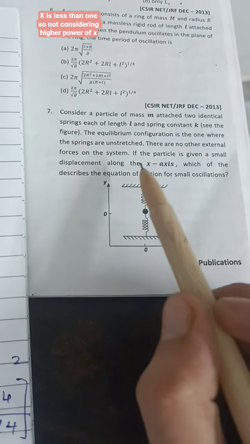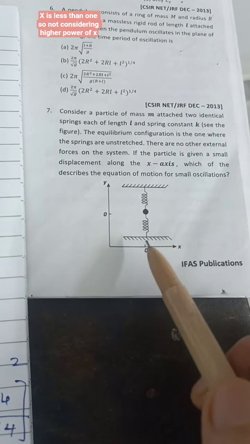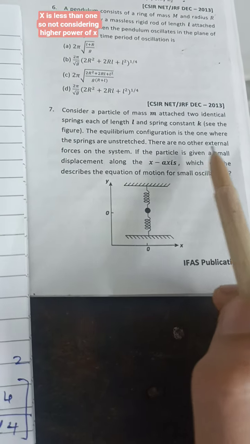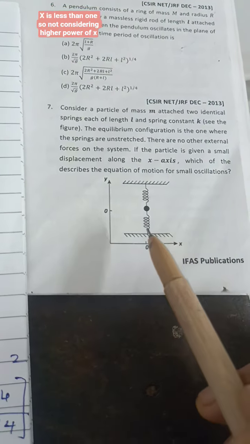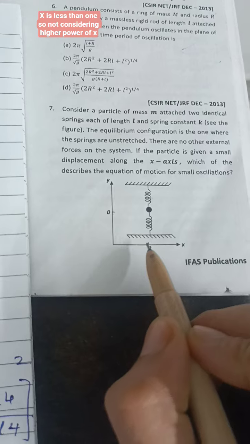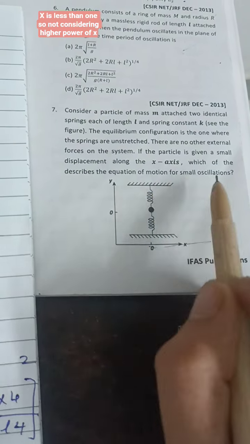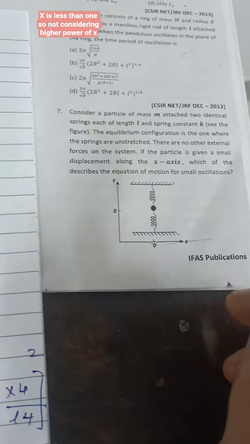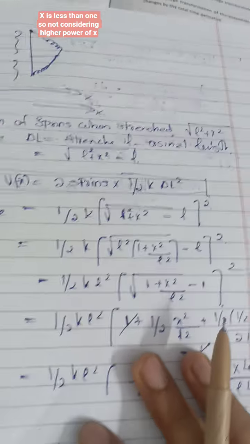And this is the equilibrium configuration of the unstretched springs, and there is no external force acting on the system. That is the equilibrium configuration. And if the particle is given a small displacement along the x-axis, which of the following describes the equation of motion of the small oscillation is the question.